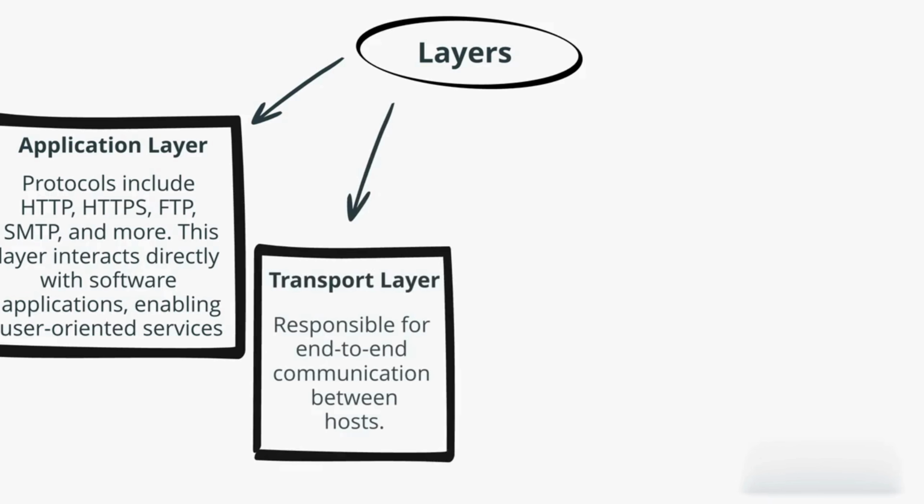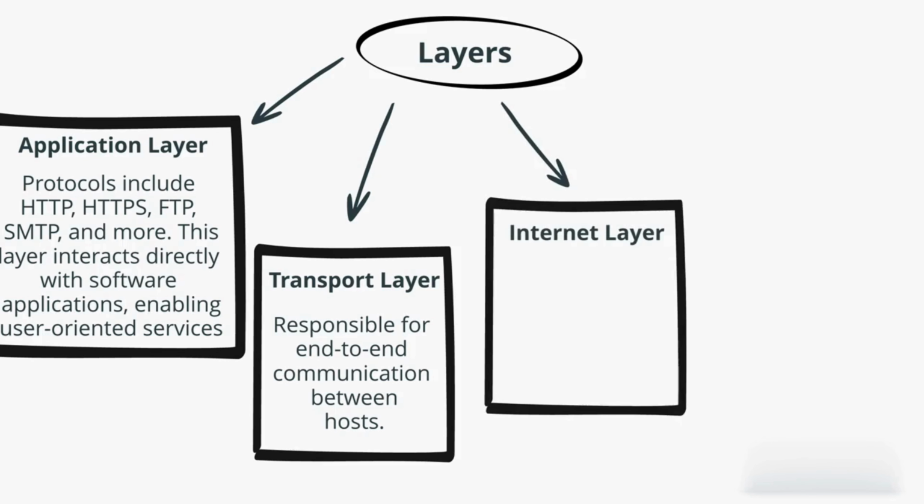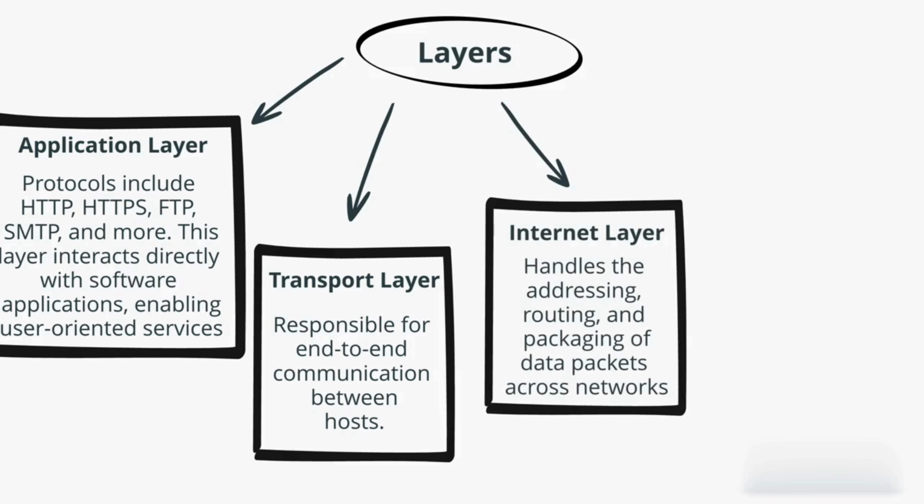2. Transport layer, responsible for end-to-end communication between hosts. TCP provides reliable, connection-oriented communication, e.g., for web browsing, while UDP offers unreliable, connectionless communication, e.g., for real-time applications like video streaming. 3. Internet layer handles the addressing, routing, and packaging of data packets across networks. The Internet Protocol, IP, is the core protocol here, defining how data is routed between devices across different networks.